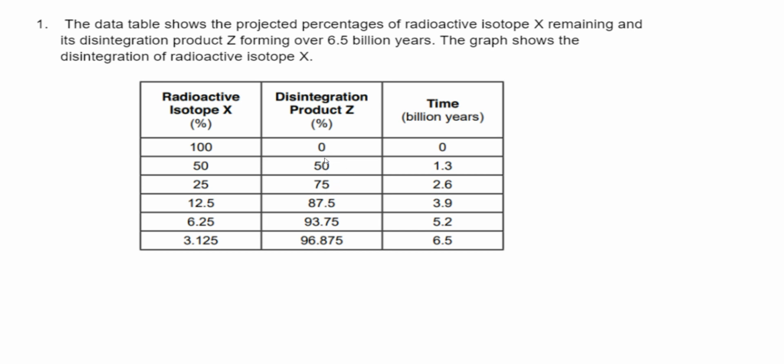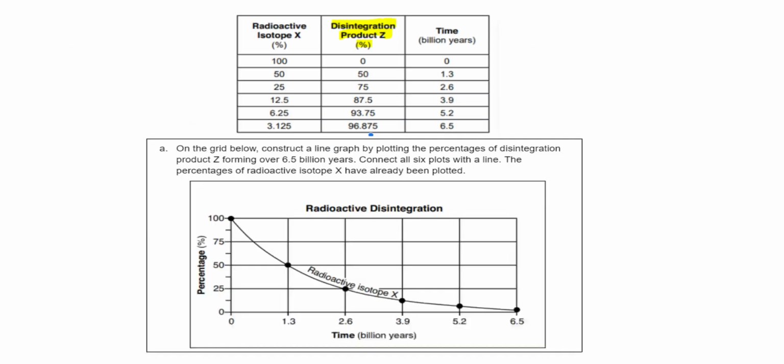The graph shows the disintegration of radioactive isotope X. So what this is basically showing you is a radioactive isotope. For example, carbon 14 is a radioactive isotope, and its disintegration product is the product that it turns into when it becomes stable, and the time it takes for the product to form and the radioactive isotope to decay. Okay, so A is asking: on the grid below, construct a line graph by plotting the percentages of disintegration product Z forming over 6.5 billion years.